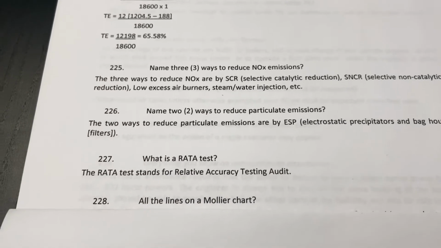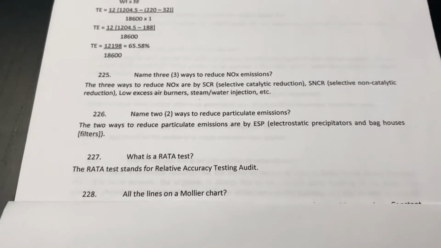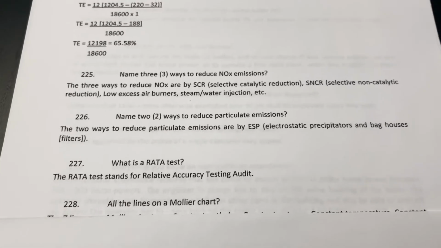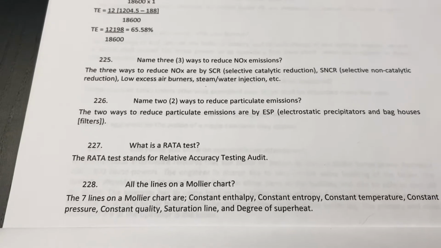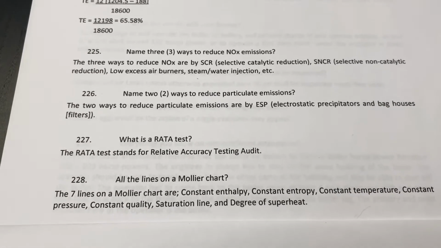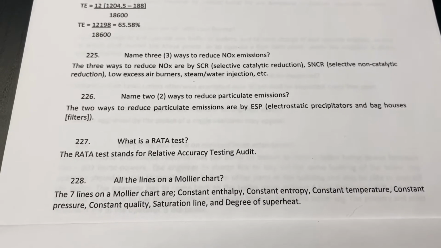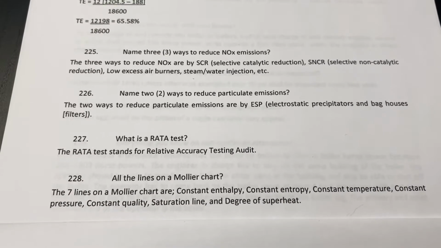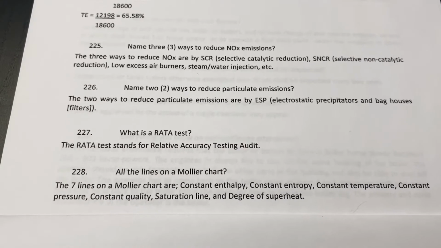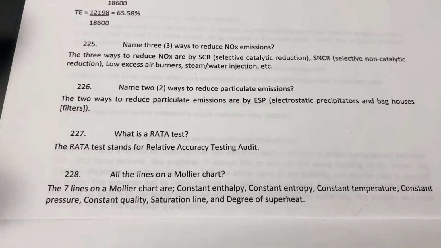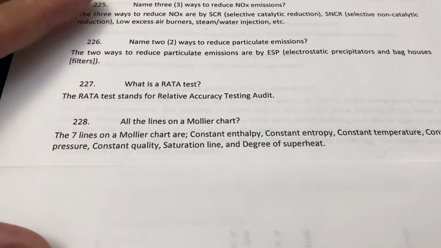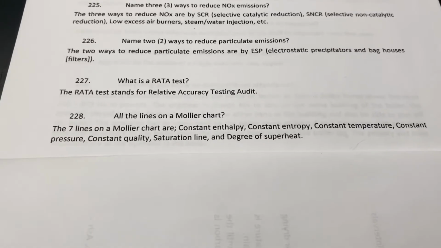Tell me all the lines on the Mollier chart. So there are 7 lines on the Mollier chart, and they are constant enthalpy, constant entropy, constant temperature, constant pressure, constant quality, saturation line, and degree of superheat.